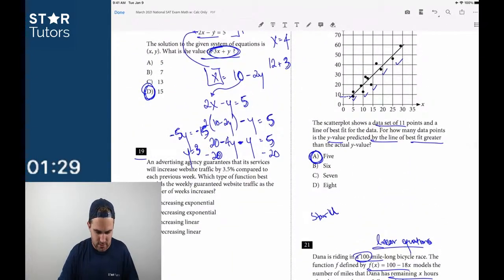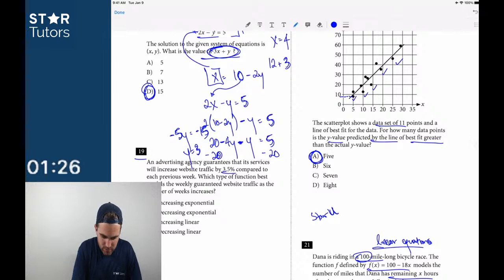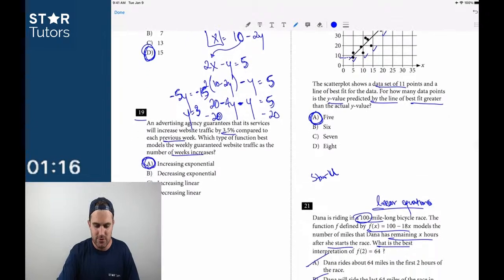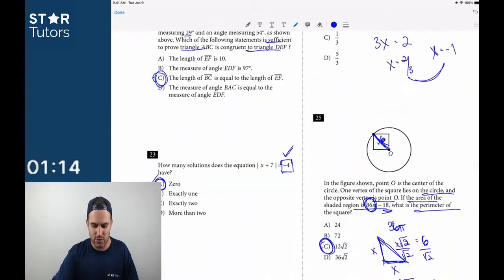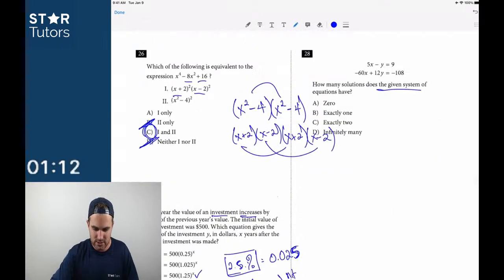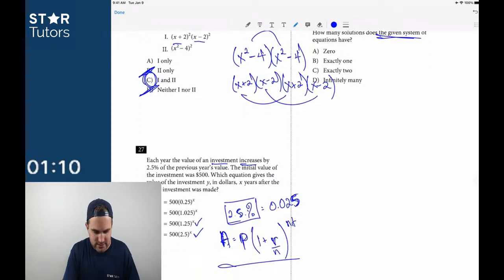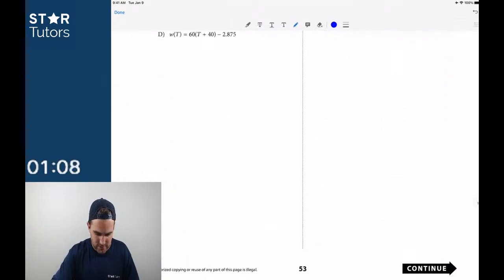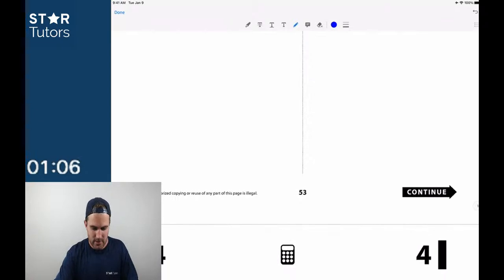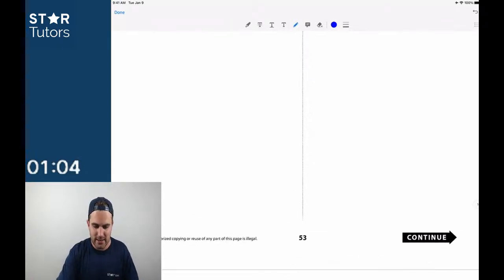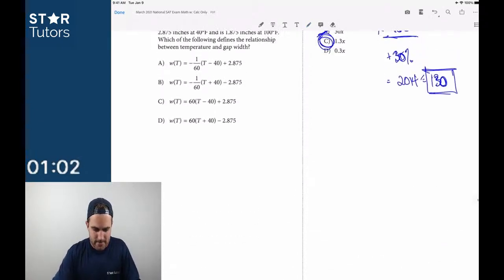And advertising guarantees website traffic increases by 3.5% compared to each previous week. As long as the number of weeks increases 3% compared to each previous week, it's got to be increasing exponentially. If you're increasing by the same rate every week, then it's an exponential increase. What is a given system? I don't have time for that one right now. Do I have any more? Yeah, let me see this one real quick. I'll come back. So right there, guys, I think I have 2 questions that I skipped.